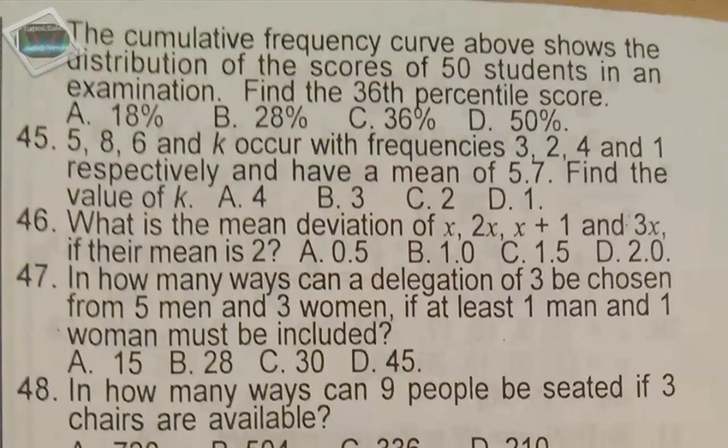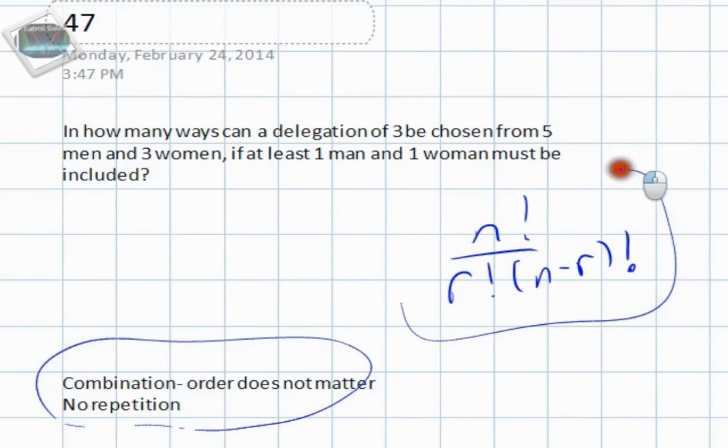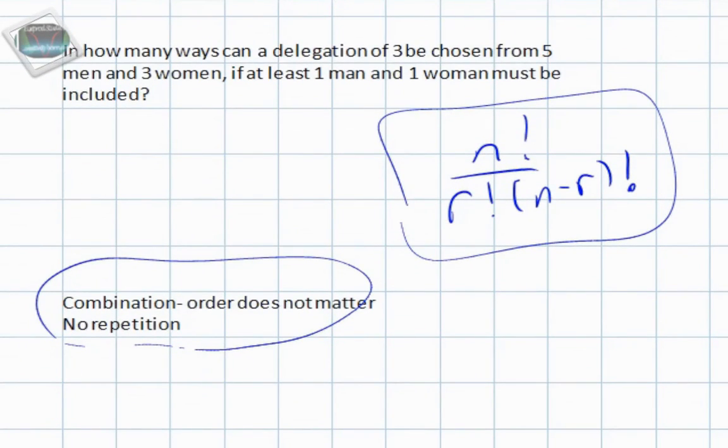So here we have question 47, and it says, in how many ways can a delegation of 3 be chosen from 5 men and 3 women if at least 1 man and 1 woman must be included? So I've noted that this is a combination problem because the order does not matter and there's no repetition, and that's important for right now. So basically, if you have this set of circumstances, it means that you're going to use this equation, okay? So here we have n factorial over r factorial times n minus r factorial. And n is going to be your total, and r is going to be how much you choose of what you have, okay?